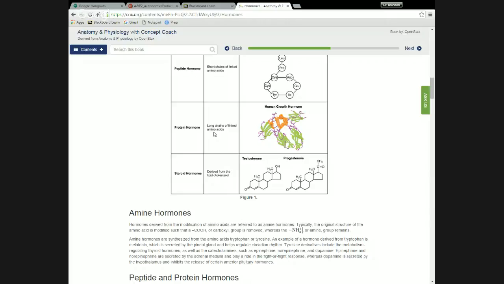Now, one thing about thyroid hormones, there are actually 3 thyroid hormones. Only 2 of them are referred to as thyroid hormones, and those are T3 and T4. The third hormone that's found in the thyroid is called calcitonin. What do you think calcitonin is responsible for?